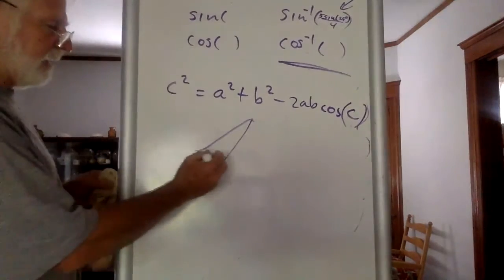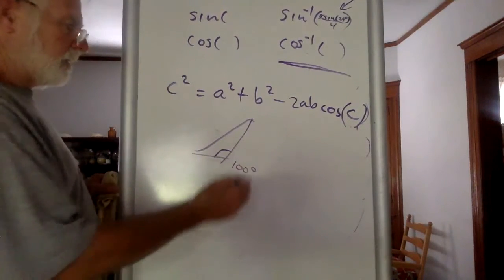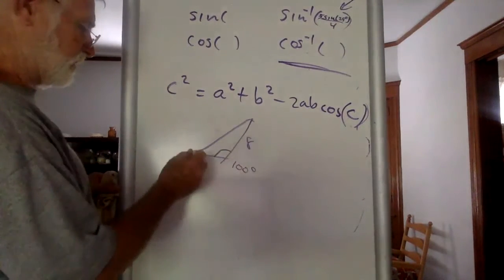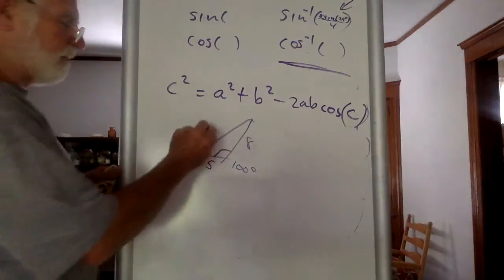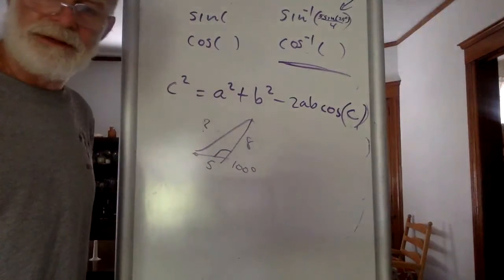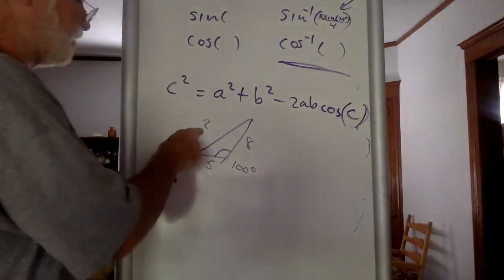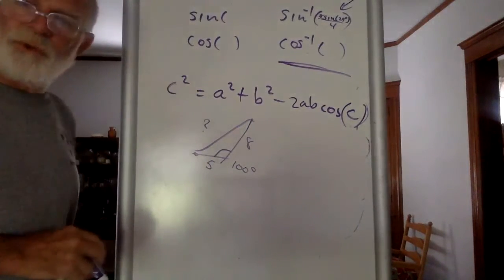So we got a big angle here, right? Why don't we call that 100 degrees? And let's call this 8, and let's call this 5. And we're trying to find that length. That's when we use this. Okay, so what is this? This is little c squared. We don't know it. What's the inverse of squaring?